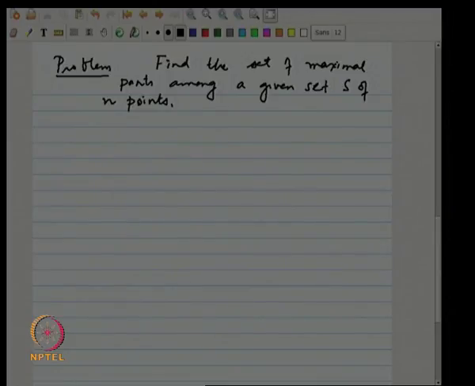So, that is the problem. That is a problem we would like to solve algorithmically, and of course, with an algorithm that is as fast as possible. So, from the definition of the problem, what would be the straightforward solution?